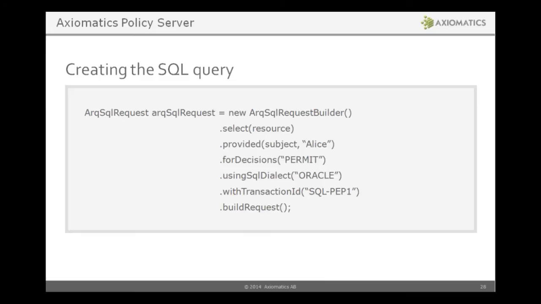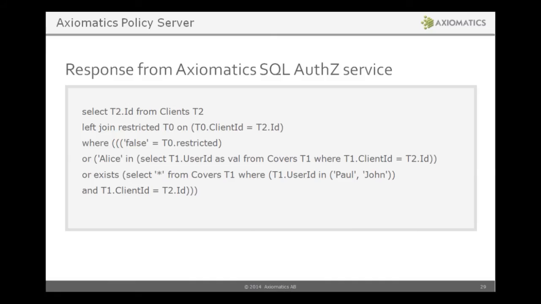Okay. So let's look. If we send this query exactly as is, we get the following SQL back from the SQL authorization service. Here you can see that there is an exact correlation between the rules in the XACML policy and the SQL query. Line number 3 says that if the client is not restricted, that attribute is false. And the fourth line says that Alice is in the list of users covering that particular client. Then gather those client IDs.